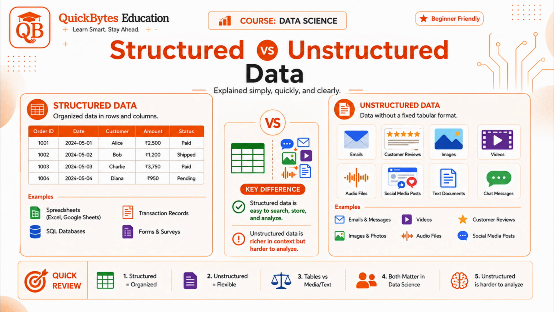In this lesson, we'll cover 5 things. First, what structured data is. Second, what unstructured data is. Third, examples of each type. Fourth, why unstructured data is harder to analyze. And fifth, why both types matter in data science.